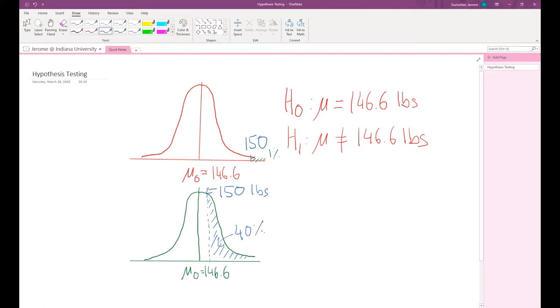Here we are in a situation where the 150 pounds is actually not that far off from the 146 pounds, because there's a 40% chance that we would actually find a higher mean sample of 150 pounds. So in the second case, we would have evidence that our null hypothesis of 146.6 pounds is actually correct. Now, throughout the lecture, we are going to make multiple examples, and this concept will become clear.